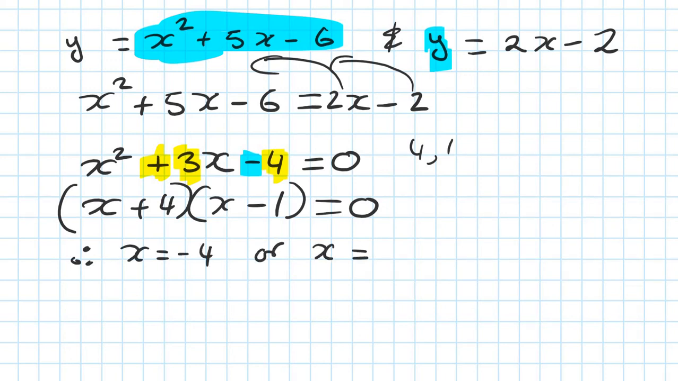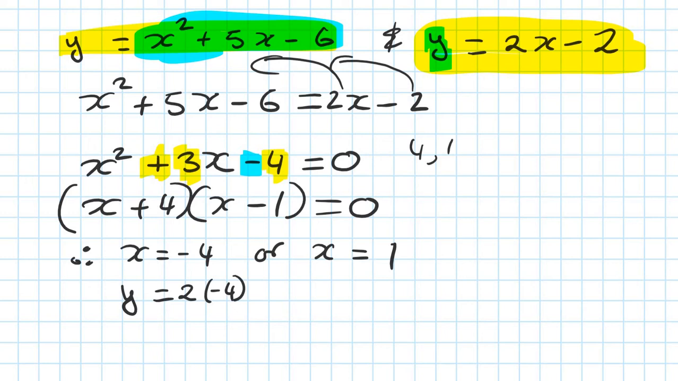or x equals 1. Now when x is negative 4, you can put it in any of these equations you like, but the best way to do it is to put it in this equation. It's simpler. Of course, putting it in this one still works, but the second one is much better, faster and easier. So I'm going to put it in here, so y must be equal to 2 lots of negative 4 minus 2. So 2 times minus 4 is minus 8, minus 2 gives you minus 10.